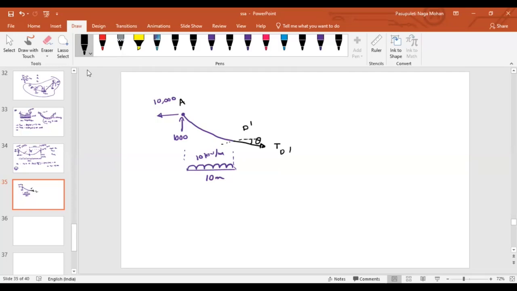How can I find TD? I can use equilibrium equations, right? Either I can use summation of Fx equal to 0, or I can use summation of Fy equal to 0.